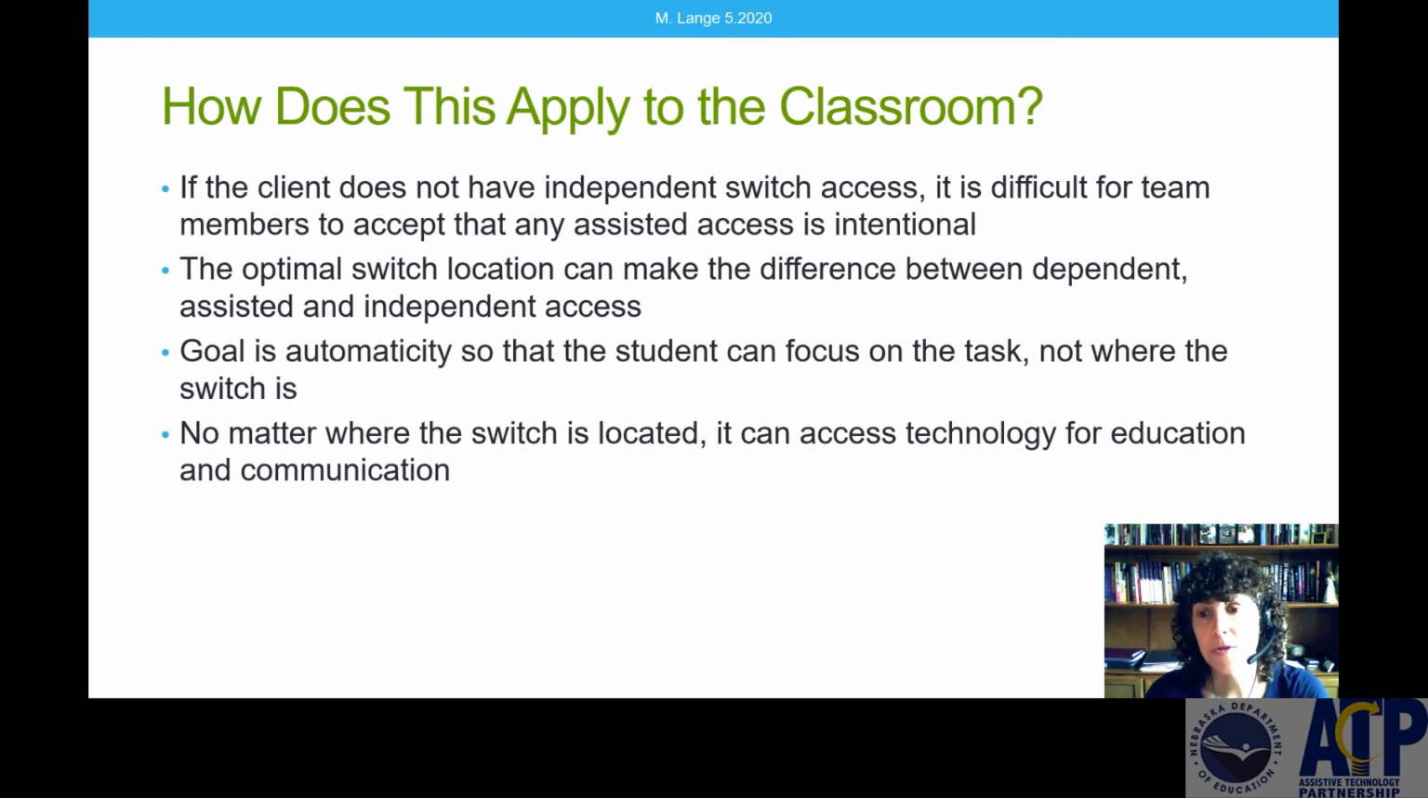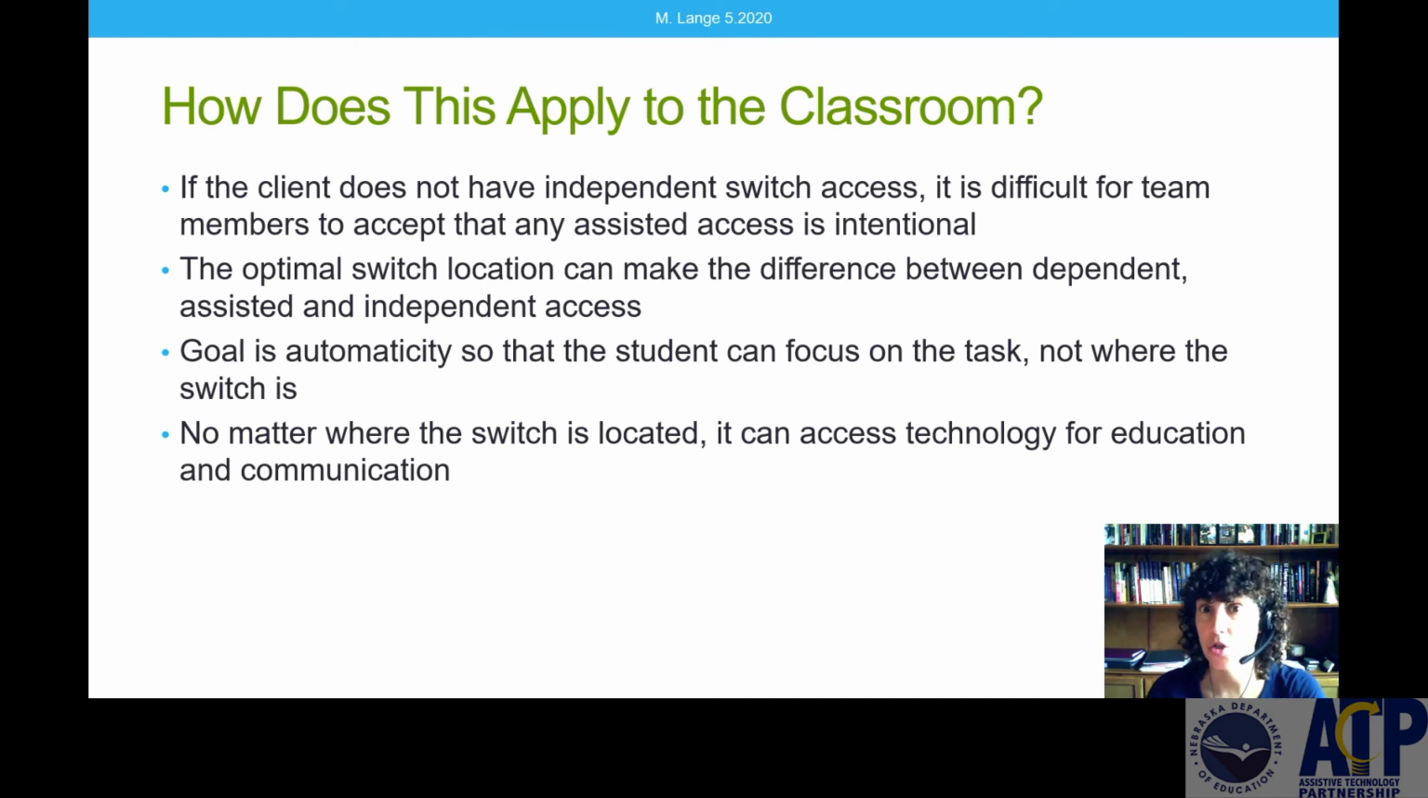The optimal switch location can make the difference between dependent, assisted, or truly independent switch access. So location is so important. So is the type of switch, but location is really where we start. The goal is automaticity. That way the student can focus on what they're doing and not how they're doing it.